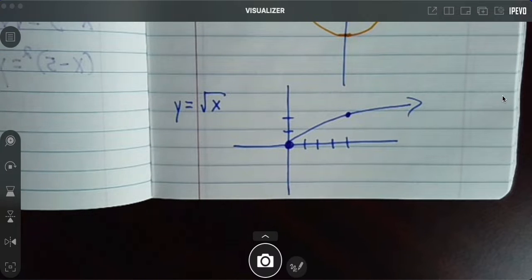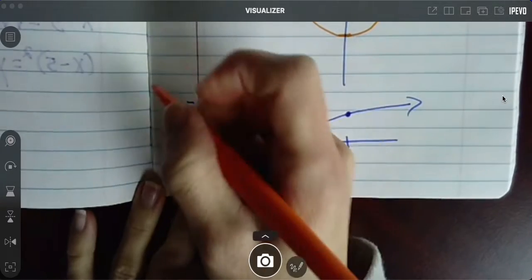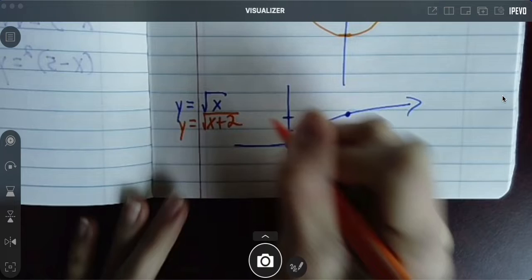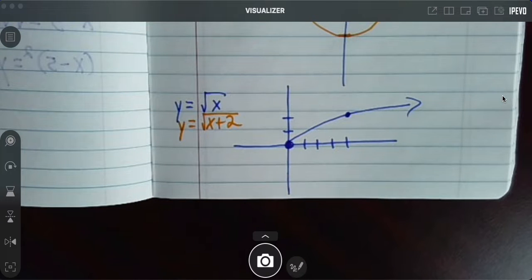So what do you think happens when I do this? y equals the square root of x plus 2. To the left. It goes to the left 2. All right, so watch. Remember, if it's inside there with the x, it goes to the left or the right. If it was on the outside, it would move up or down. If it's negative, it goes to the right, and if it's positive, it goes to the left.